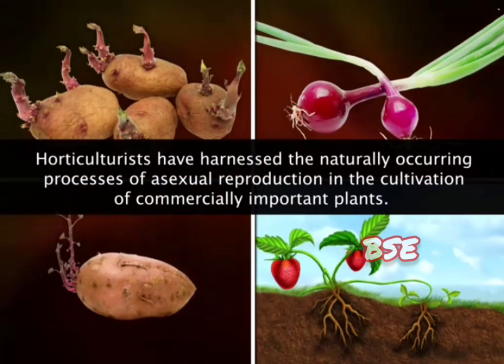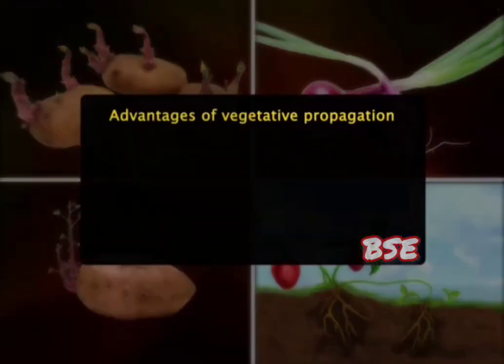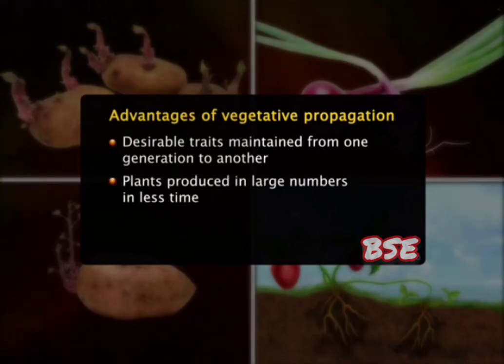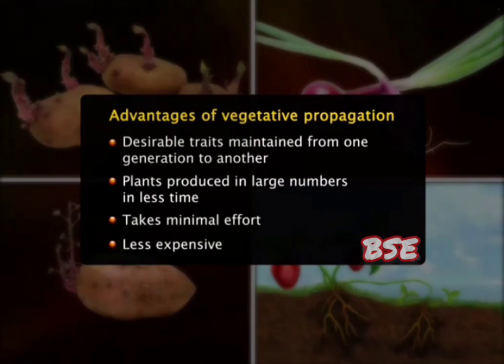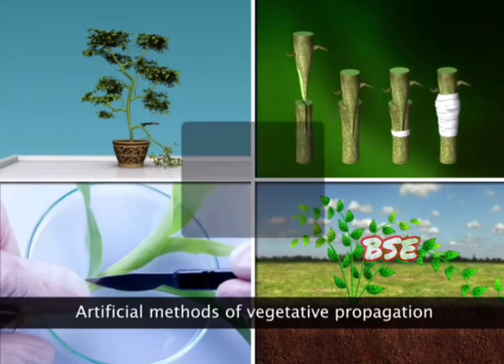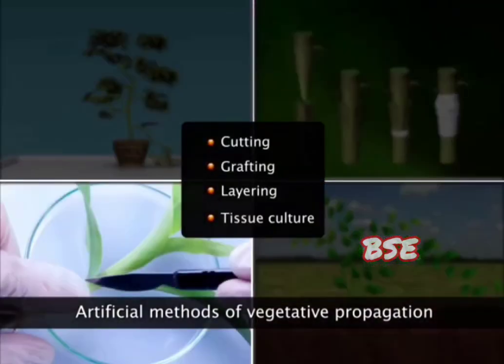Horticulturalists have used vegetative propagation for the cultivation of many commercially important plant species. Vegetative propagation ensures that the desirable qualities of the plant are maintained from one generation to the other, and that plants are produced in large numbers with minimum inputs. Artificial methods of vegetative propagation include cutting, grafting, layering, and tissue culture.